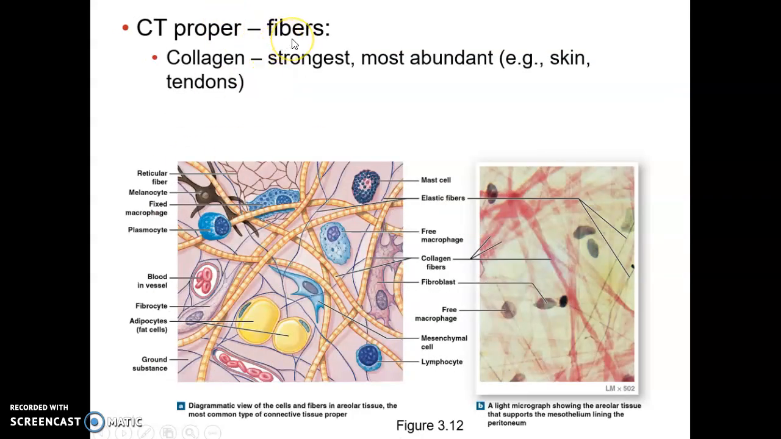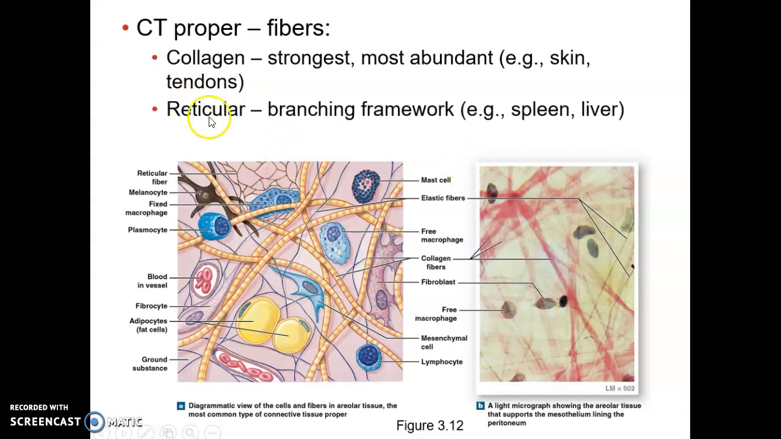The fibers themselves, the extracellular fibers, the thicker, most obvious ones are collagen fibers, made up of a strong protein. They're the most abundant. They're found throughout the body, but in the skin, and collagen fibers are super abundant in things like tendons and ligaments that are very strong. The thinner reticular fibers form a branching framework, and that's what you see here in brown. They form a meshwork or a framework, in particular in structures like our liver and our spleen.